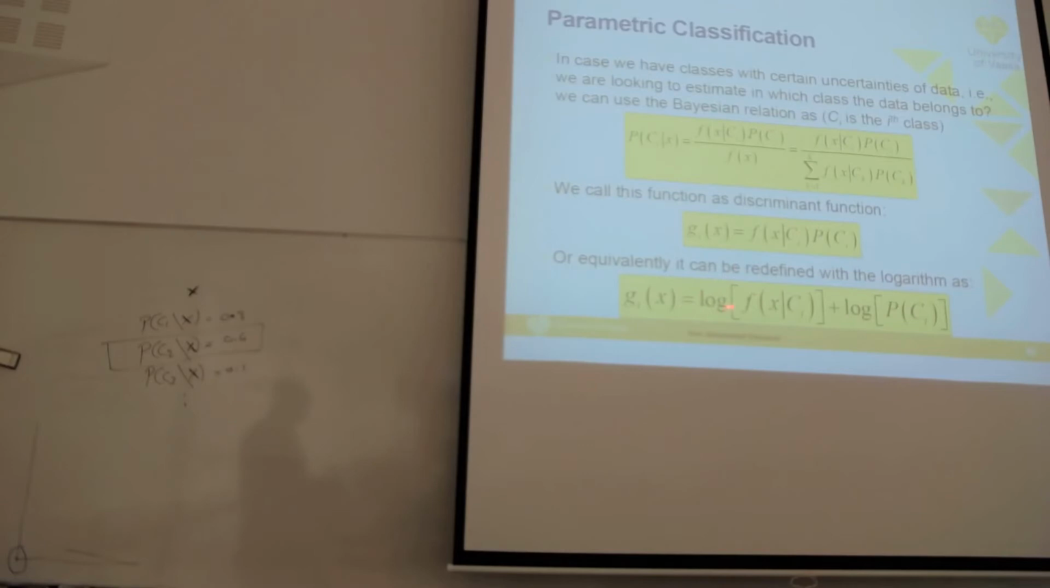So it is log of f of x given Ci plus log of probability of Ci. Now, as we also explained before, this distribution could be estimated from the data that we have. We have data, so we can deduce this from data, and also we can estimate the probability of the class from data. In that case, because we have a limited number of data, even if you have thousands of elements, they are limited.